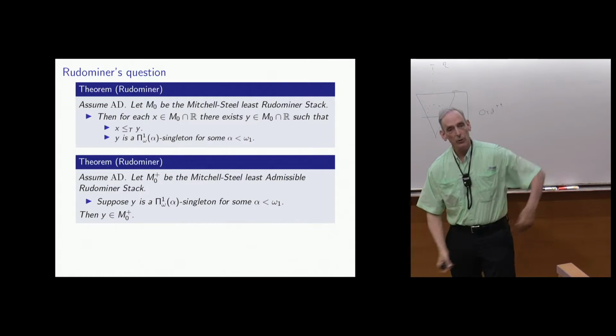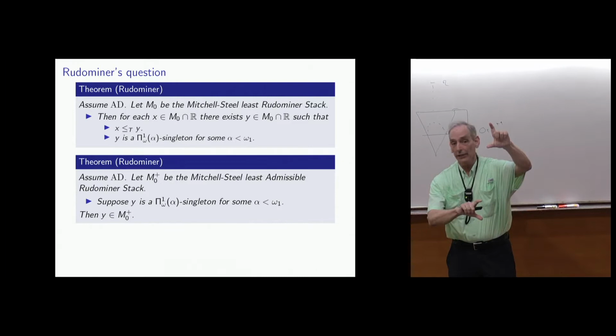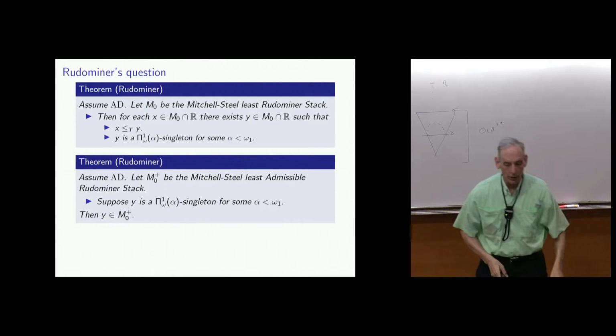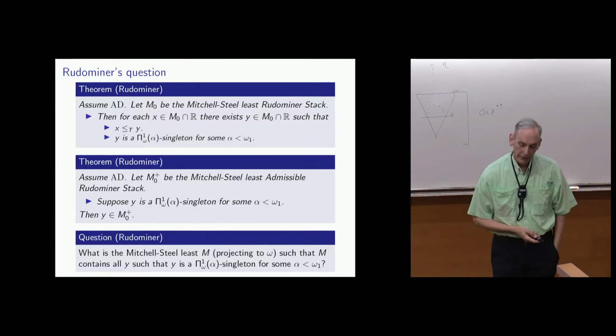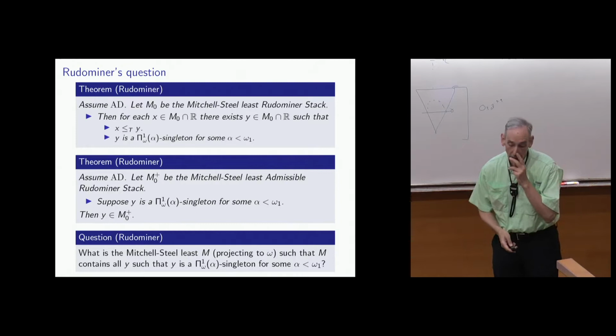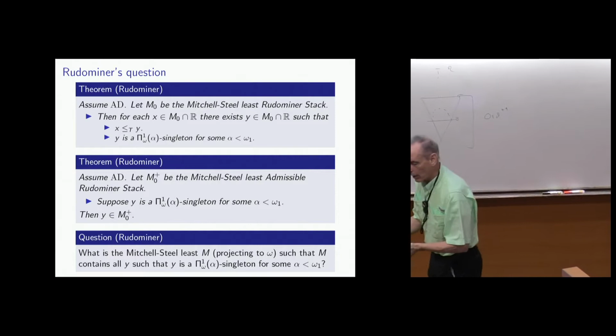So we have two models, M0, and all the reals there are in Q, pi 1 omega. We have this bigger model, and we know that Q pi 1 omega is contained in that bigger model. And so the question is, which is the right model, or is neither correct? So what's the Mitchell-Steel least model, projecting to omega, such that M contains all the reals which are pi 1 omega alpha singletons for some alpha? What's the analog of M1 for Q pi 1 omega?